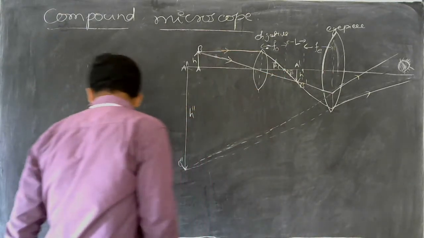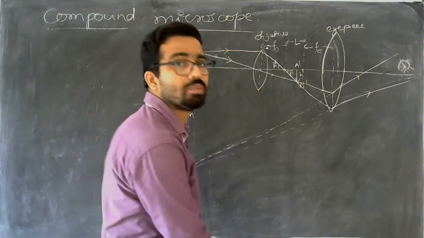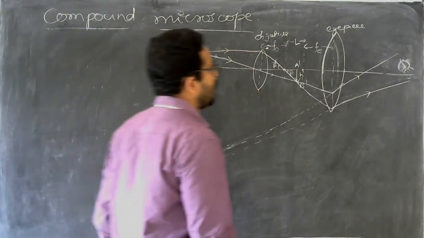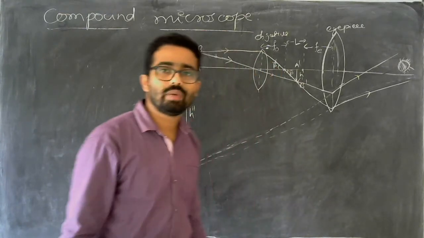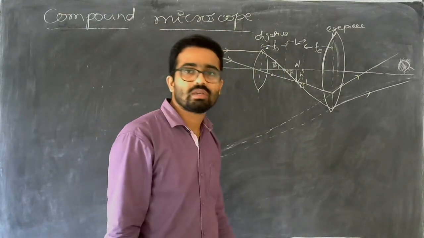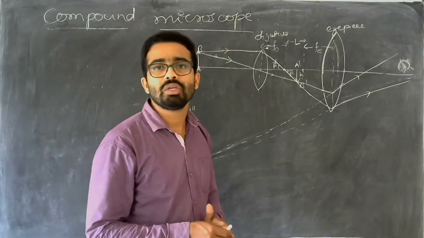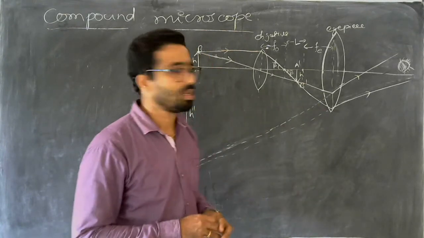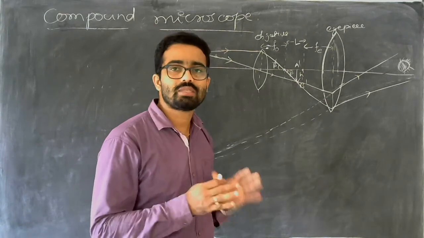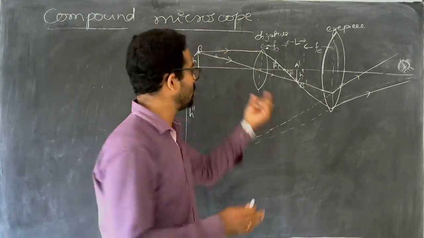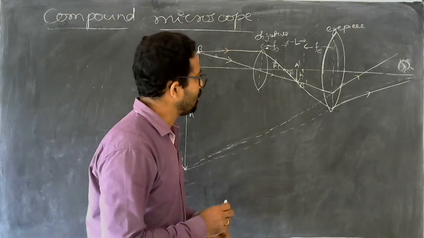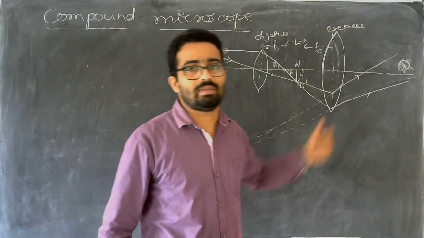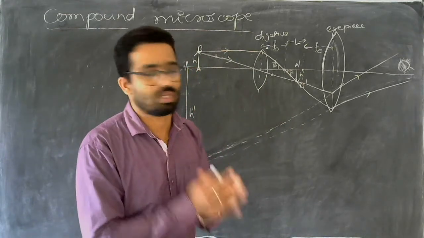Now we have to find the magnification produced by that. To do that, I told you the concept: to find the total magnification, you need to take the product of the magnifications produced by these two lenses. So in the beginning, let's find the magnification produced by this objective. After that, let's find the magnification produced by this eyepiece. Then let us take the product.